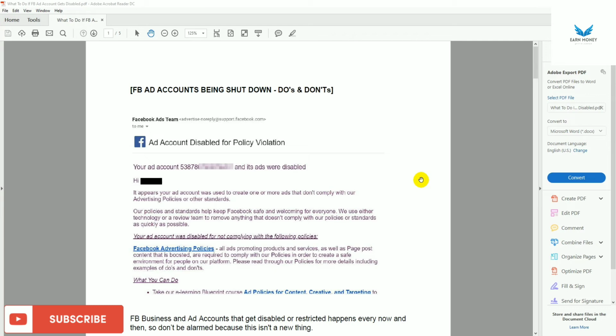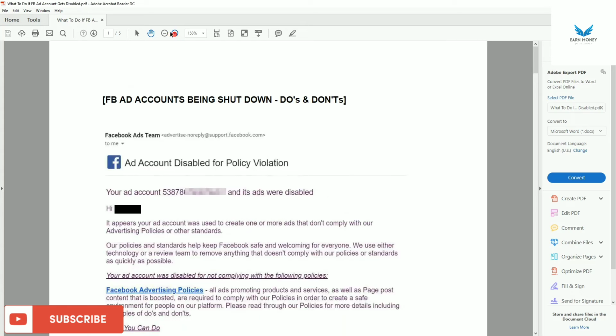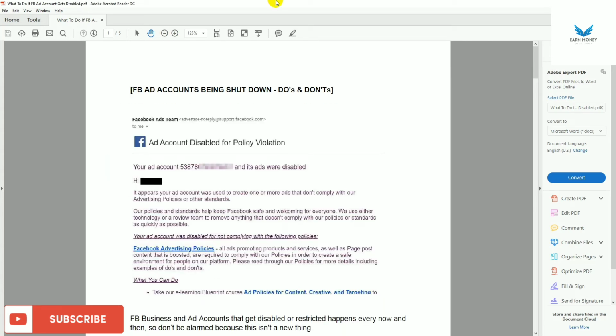You might get an email like this: ad account disabled for policy violation. Now, I'm showing this to you in the form of a screenshot because I don't have an actual account that I can show you right now, because either they've already been appealed successfully or they're already in the graveyard somewhere. Anyways, I want to prepare you on how to get your account back should this happen to you.